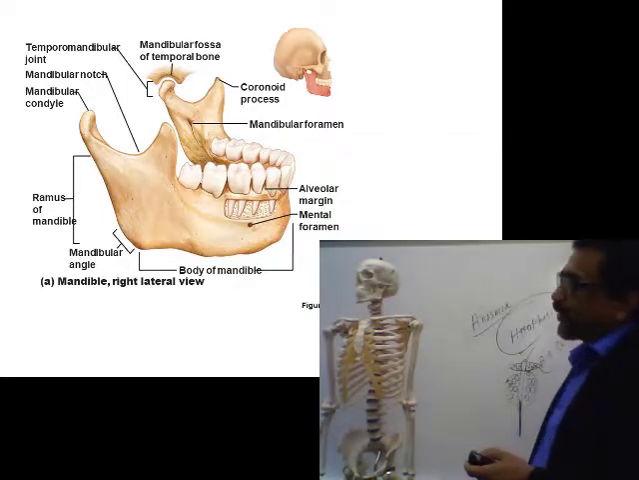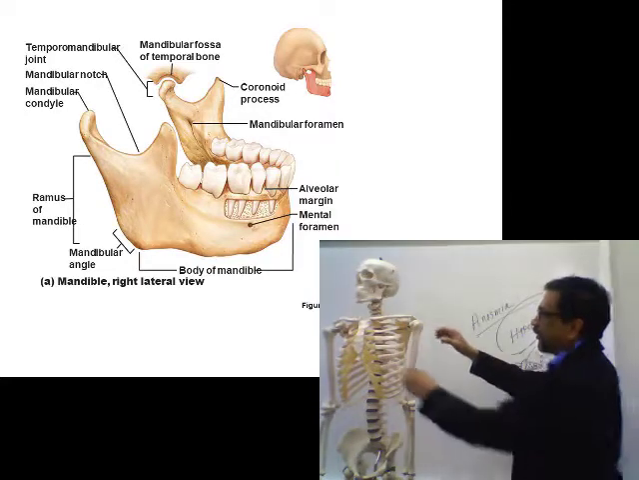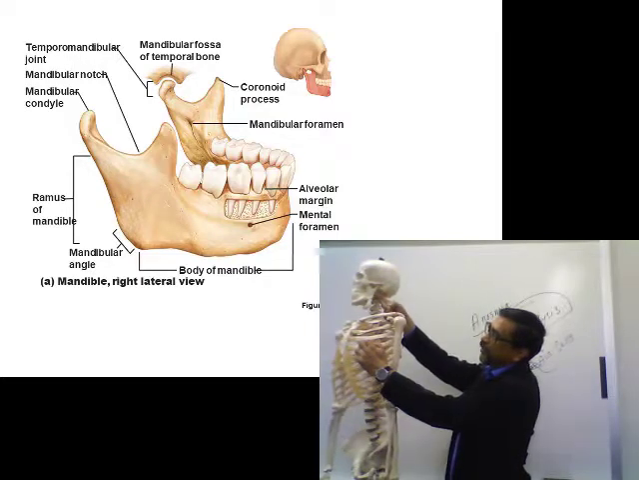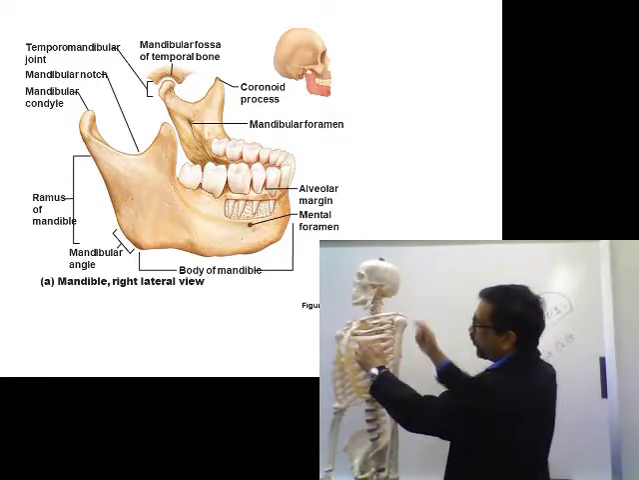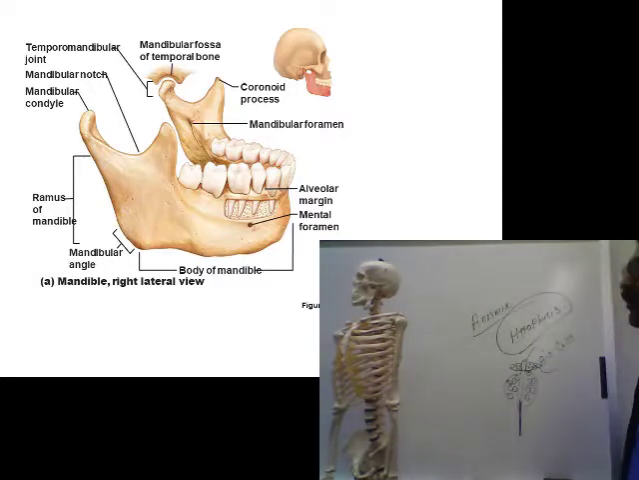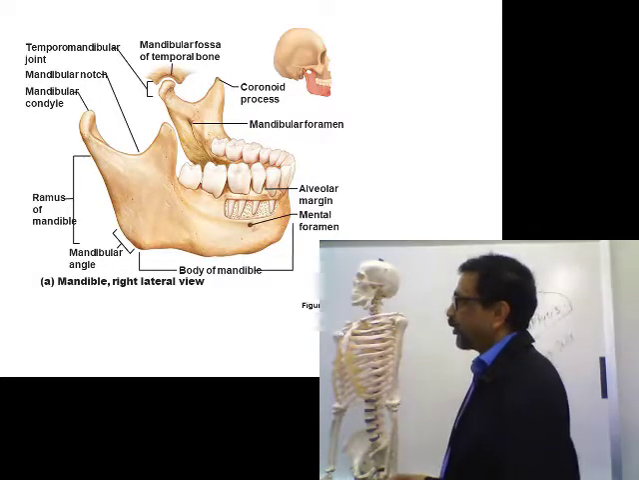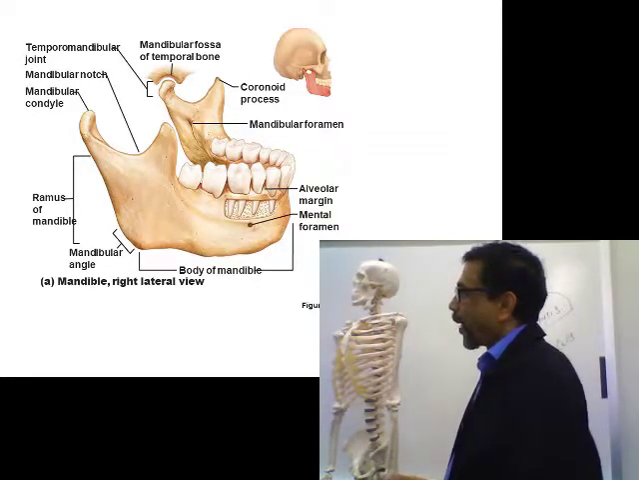And if you see the inner surface of the ramus, inner side, that means this side, inner side of the ramus, you have another foramen. So you have two ramus, so two foramen. Those are called the mandibular foramen. So two pairs of foramen are present in the mandible, two mental foramen and two mandibular foramen.